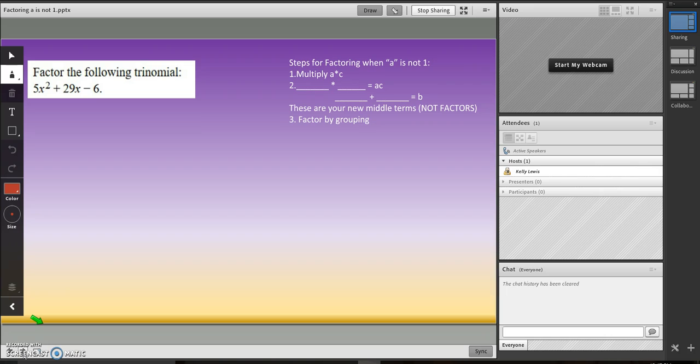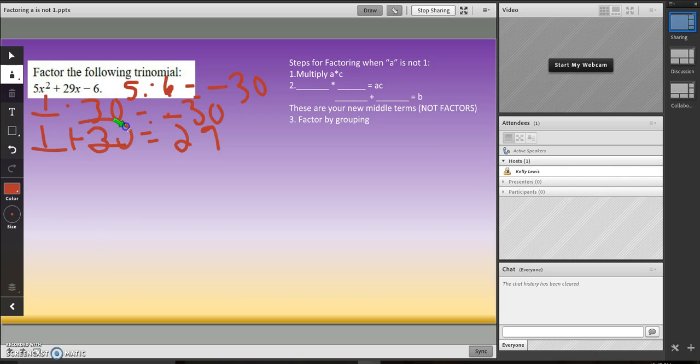All right, so you're going to multiply the first number and the last number. 5 times negative 6, negative 30. What multiplies to give us negative 30 and adds to give us 29? Well, 1 and 30 is going to give us 29. We need a positive 29, but we're going to need a negative number, so let's try negative 1. Negative 1 times 30, negative 30. Negative 1 plus 30, 29.